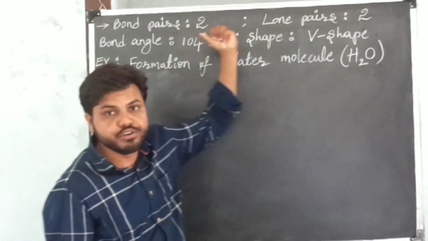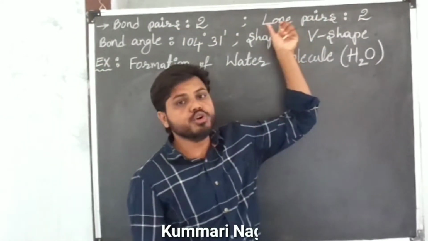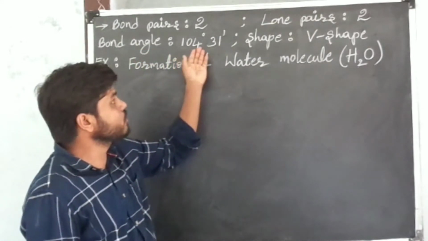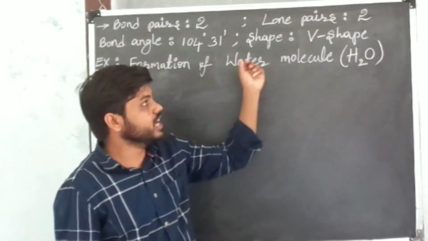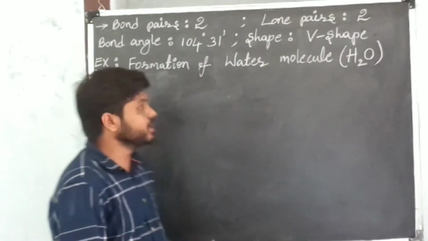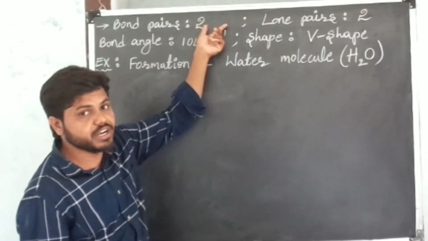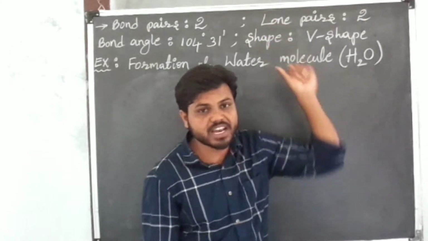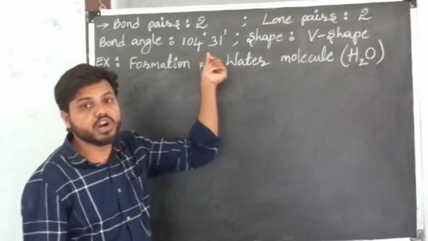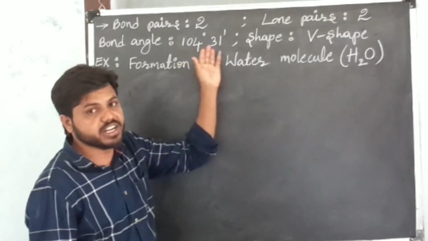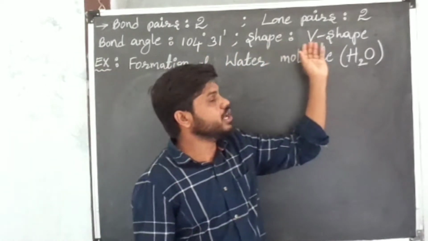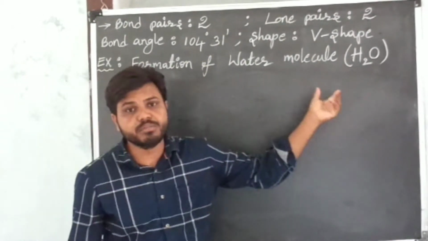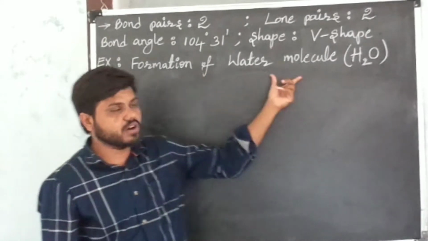Bond pairs present around the nucleus of the central atom with two lone pairs in the valence shell: then the bond angle between bond pair electrons is 104 degrees 31 minutes and we get a V-shaped molecule. I am repeating. If any molecule has two bond pairs around the nucleus of the central atom with two lone pairs in the valence shell, then the bond angle between bond pair electrons is 104 degrees 31 minutes and we get a molecule in V shape. Example for this, formation of water molecule.